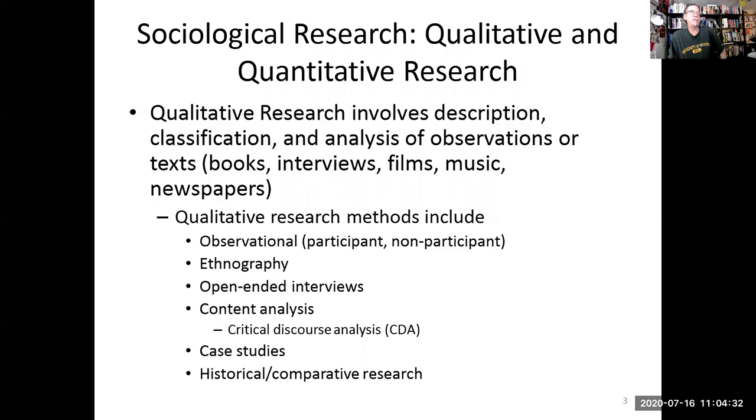Participant observation involves the researcher actually becoming a part of the lives of the people they're studying. You can have non-participant observation, where you're just observing from a distance, and you don't really interact. Ethnography is usually a publication that details the whole way of life of a particular group of people. This is relevant to a lot of social problems. You might do ethnographic studies of the poor or of different racial and ethnic groups to explain what their life is like in detail.